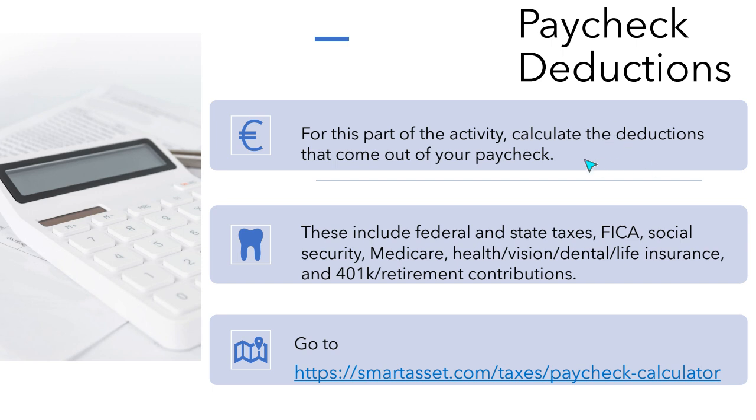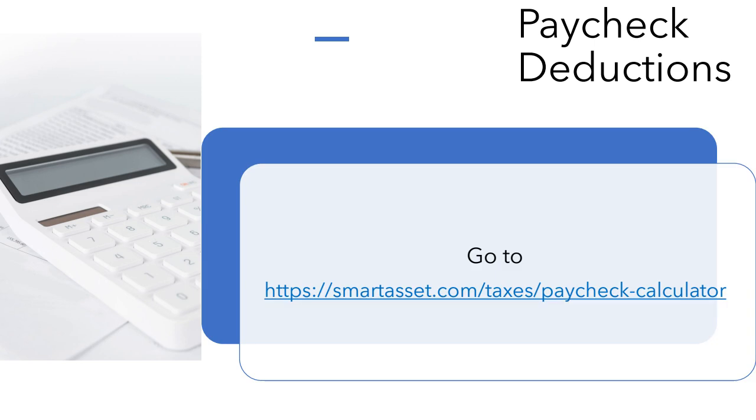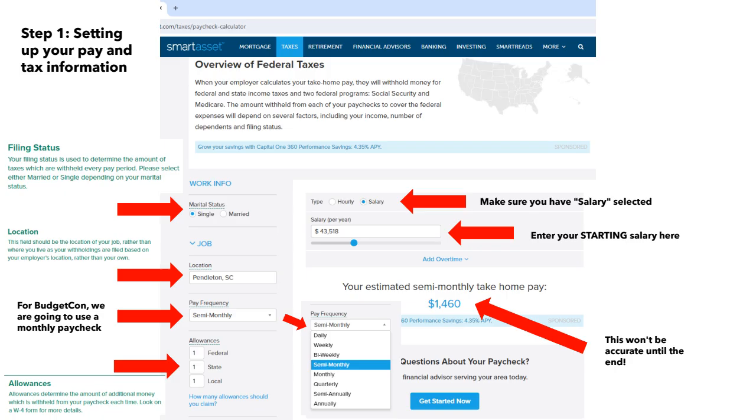For this part of the activity, you'll calculate the deductions that come out of your paycheck. These include federal and state taxes, FICA, Social Security, Medicare, health, vision, and dental insurance, and 401k retirement contributions. And you'll do that by going to smartasset.com, taxes/paycheck-calculator. You'll see the link there to click on in this activity, and that's where you'll go to do this. Again, there you have the website that you need to go to.